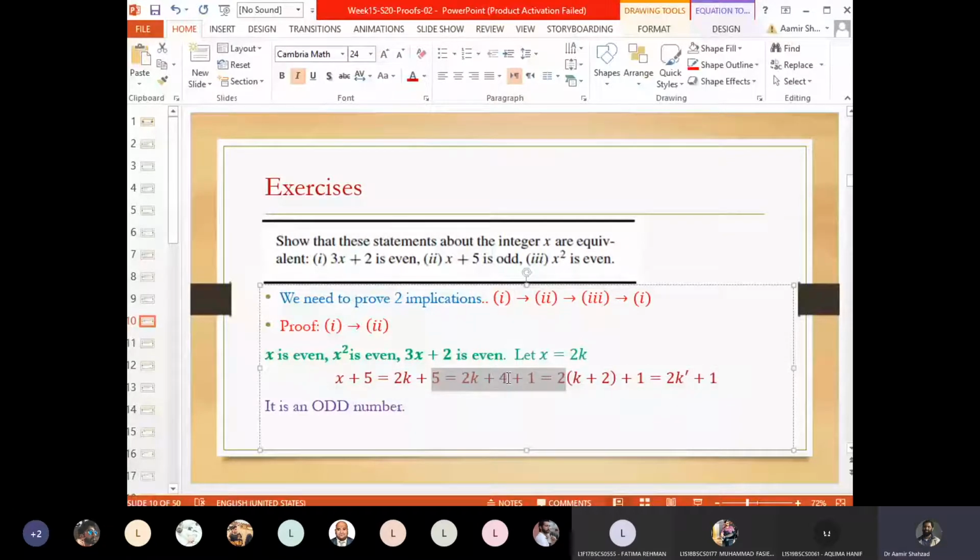तो शुरू में हमारे पास क्या है? 2k plus 4 and then plus 1. 5 is written as 4 plus 1. So we have got 2k plus 4 and then plus 1. 2k plus 4 में से हम दो कॉमन ले सकते हैं. 2 is taken as common. So 2 is a common multiple. 2 times k plus 2 plus 1.